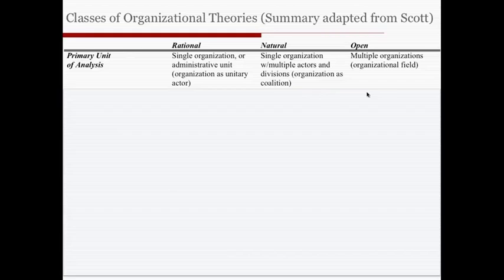When we look at the natural system, we see that, again, it's looking at a single organization, but it tends to view the organization as more of an organic system with different parts and divisions, or even a coalition, a shifting coalition. It's contingent, the organization, in many regards. And then finally, with an open system, we see that it's a larger construct altogether of multiple organizations, even an organizational field, say, of biotechnology.